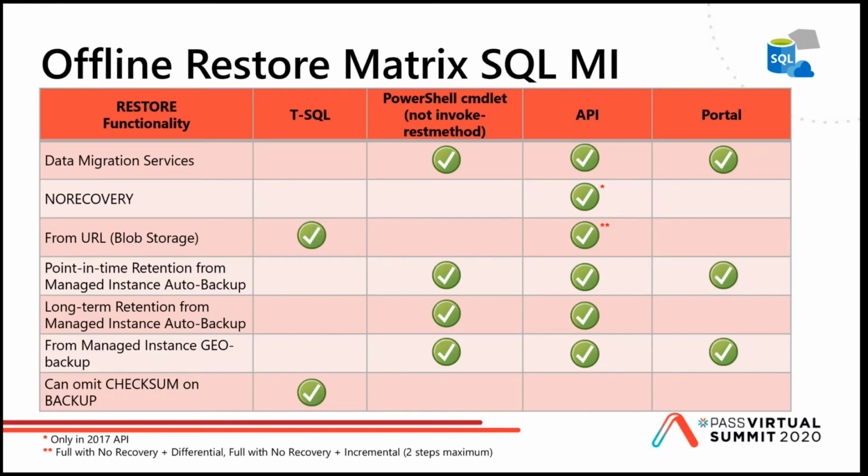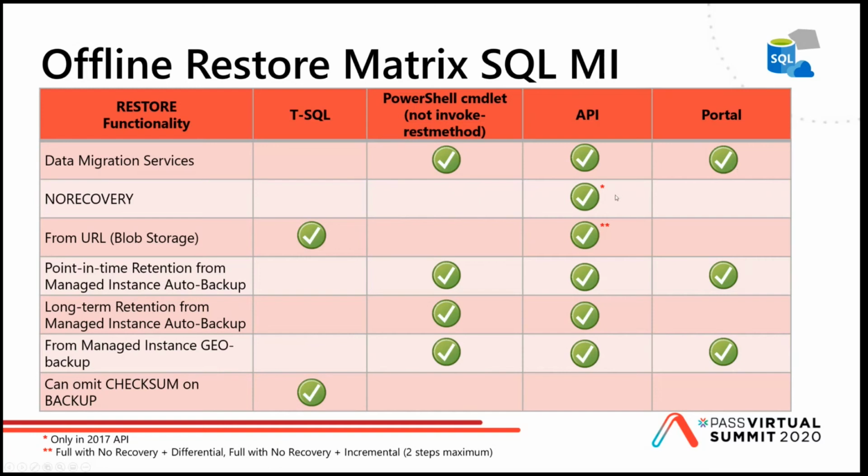We have one more matrix just for the sake of having options here, in case you would like to use different steps for restoring. Definitely, you can use data migration services. It is something we're going to be showing today. You can use it through PowerShell. You can use it through the API. You can use it through the portal.